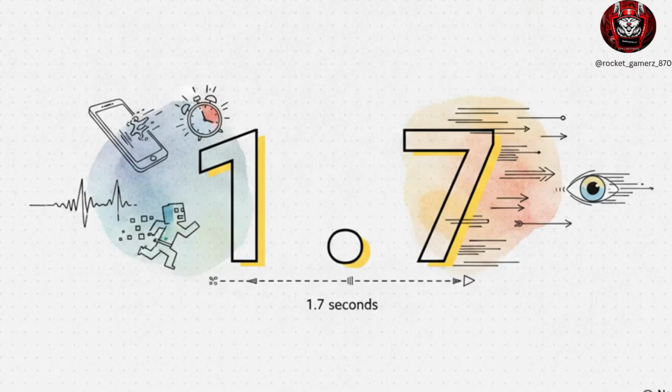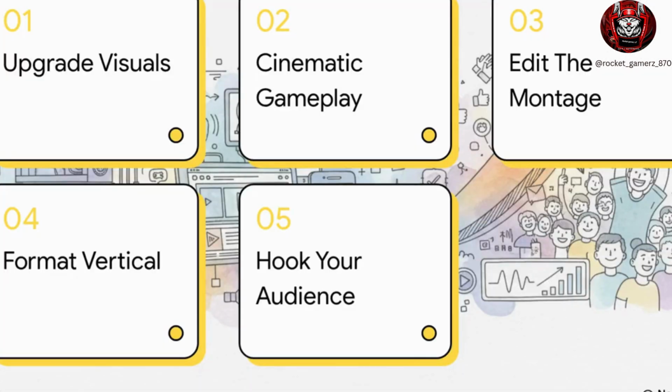All right, let's just jump right into a pretty terrifying statistic. According to the data, the average mobile attention span is literally just 1.7 seconds. That is actually less time than it takes to take a deep breath. It means your content has to captivate instantly, or your viewer is already gone. To conquer that insanely brief window, we're going to walk through a chronological 5-step pipeline. Upgrading your visuals, capturing cinematic gameplay, editing the perfect montage, formatting for vertical socials, and finally hooking your audience.